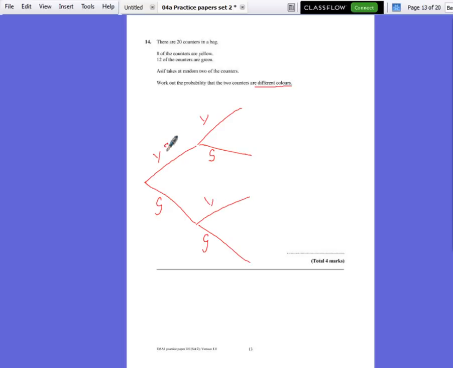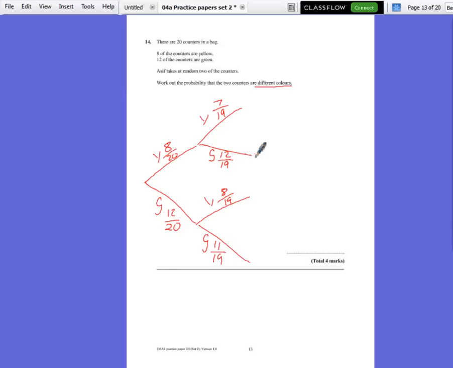Probability of getting a yellow first is 8 out of 20, and a green first would be 12 out of 20. If we've already pulled a yellow out, then there'll be 1 less yellow, so that'll be 7 yellows, and there'd only be 19 in the bag. But there'd still be the same number of greens, but only 19 in the bag. If we pull a green out first, we'd still have the 8 yellows out of now 19 in the bag, but we'd only have 11 greens out of the 19 in the bag.